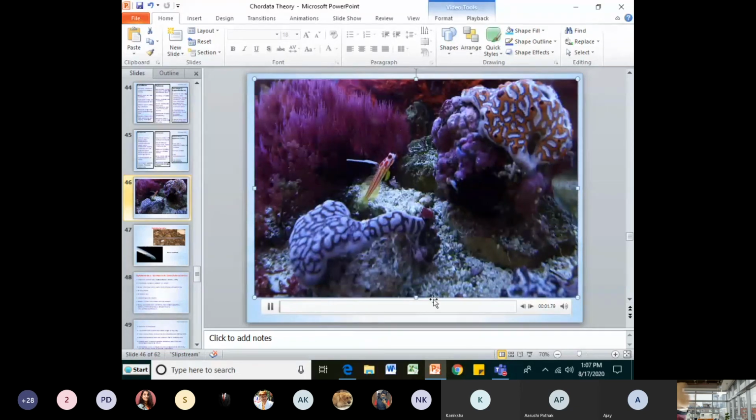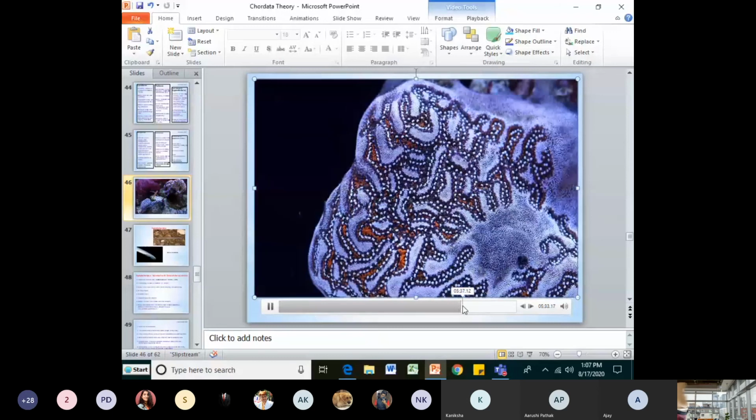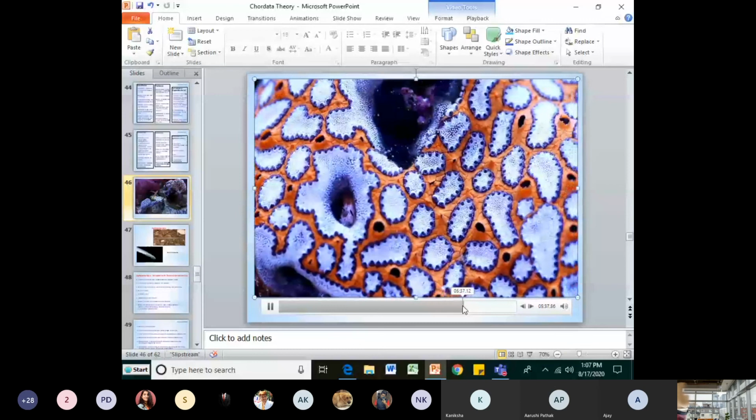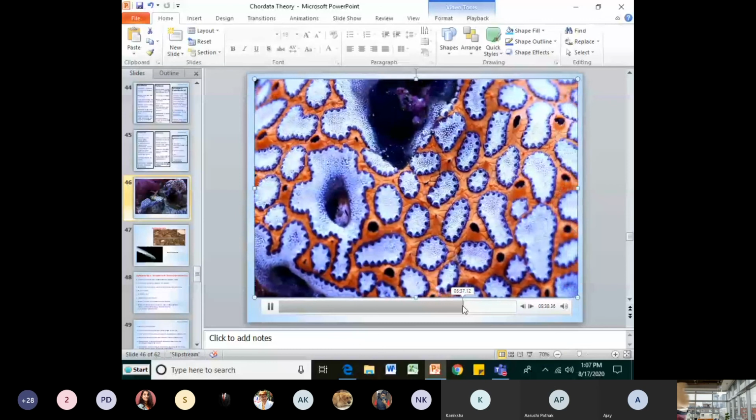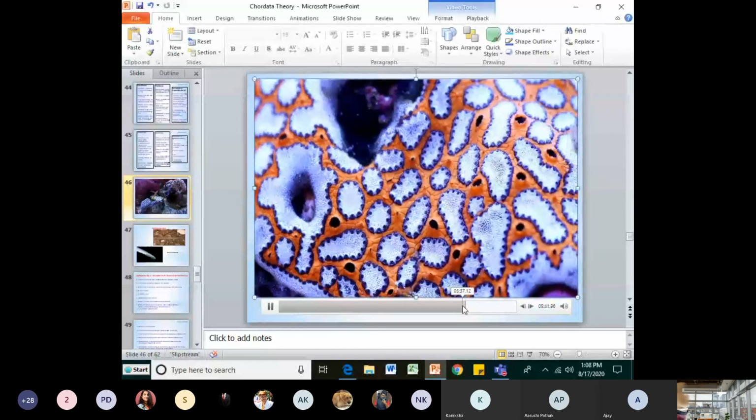Here are a variety of colonial tunicates. I wish I could tell you what's in sponge power. Not really sure. When you smell it, it smells like nitrate.